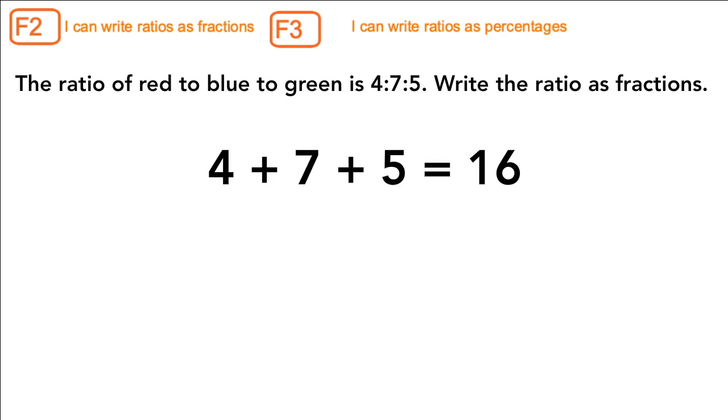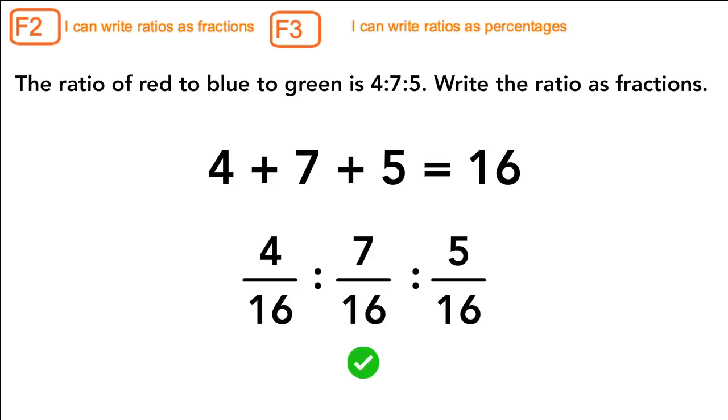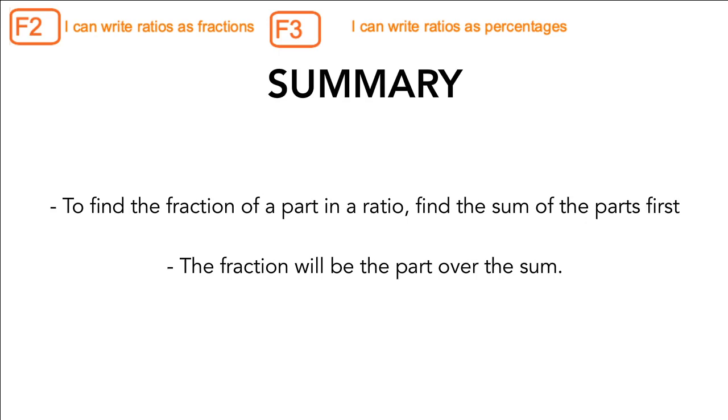The sum of all parts is 16. Therefore, the fractions for each part are 4 out of 16, 7 out of 16, and 5 out of 16. To summarize, to find the fraction of a part in a ratio, find the sum of the parts first. The fraction will be the part over the sum.